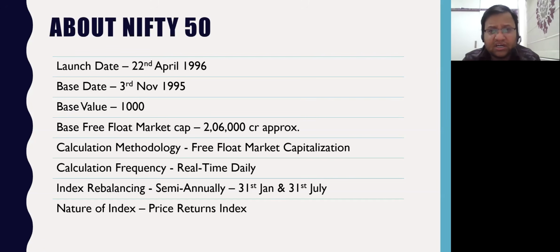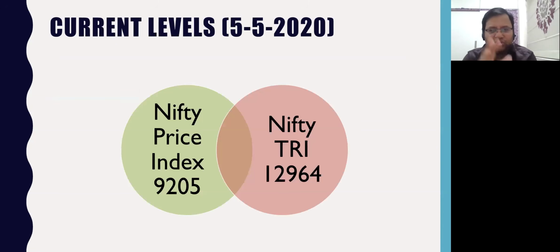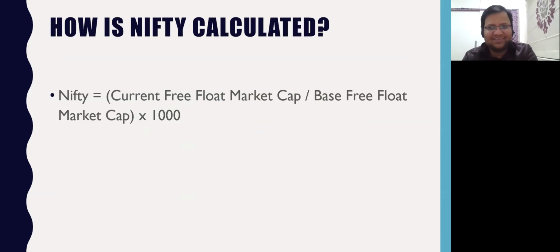So it is a price index. It is not a total return index. When I say Nifty 50, it is a price index. When I say Nifty 50 TRI, then it is a total return index. So I told you the difference between the price index and the total return index. It was a good concept.